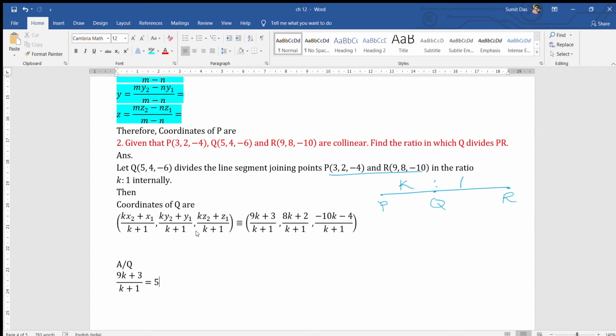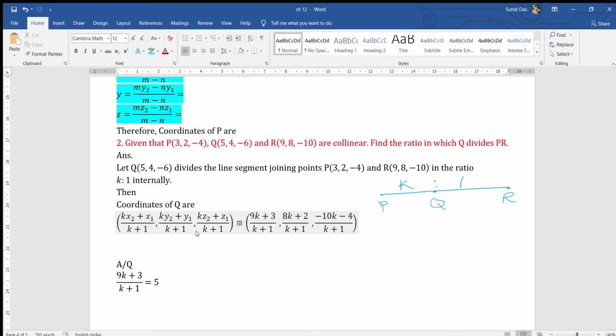Then k y2. What is y2? 8 is y2. So 8k plus y1. What is y1? 2. Then k z2. Z2 is minus 10. So minus 10k plus z1. Z1 is minus 4. So minus 10k minus 4. So this is our coordinate of Q, if we take Q dividing the PR line segment in k is to 1.